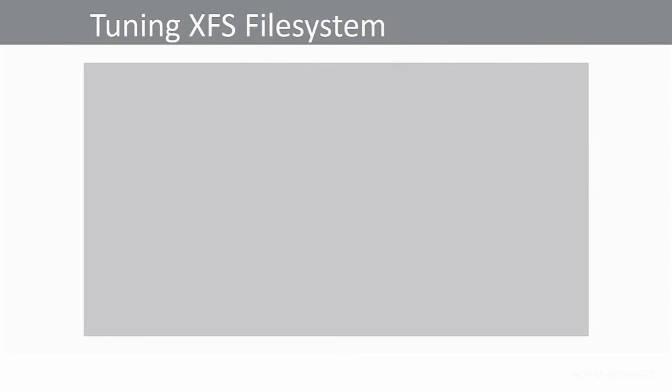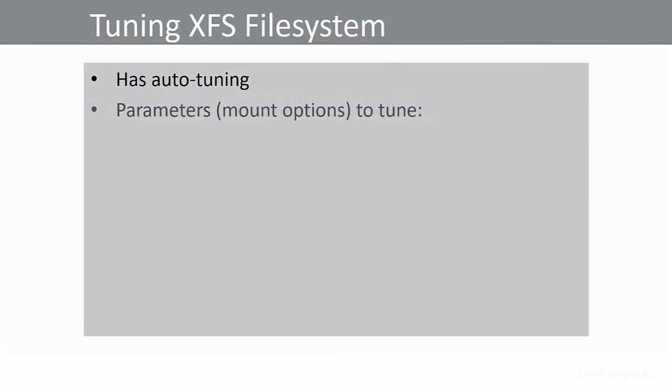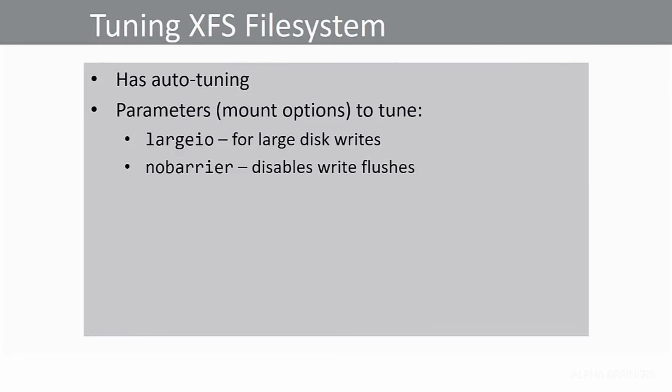Now, if you choose to use XFS for your file system, one thing you should know is that XFS has an auto-tuning feature, so quite often you probably won't have to make very many changes to the file system features and capabilities. But there are a few mount options you may want to consider using when the system mounts the XFS file system. One is to make use of something called largeio. This is really good for large disk writes, which happens quite often in Kafka. And also you probably want to make use of something called nobarrier, which disables write flushes and should make the entire process a lot faster as well.